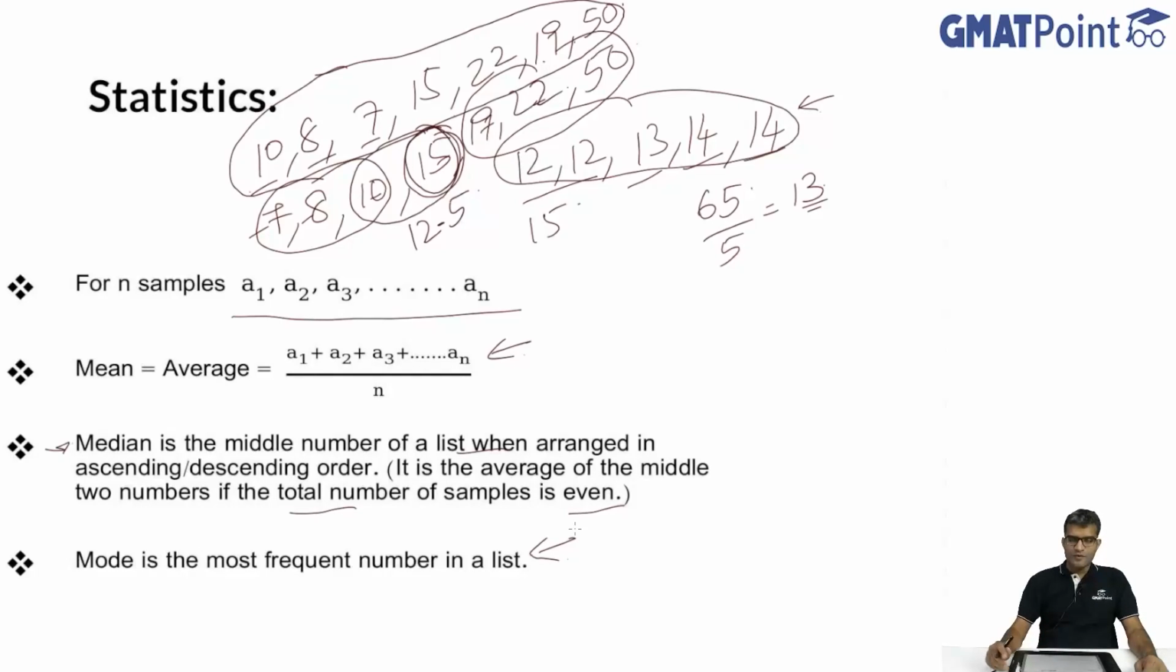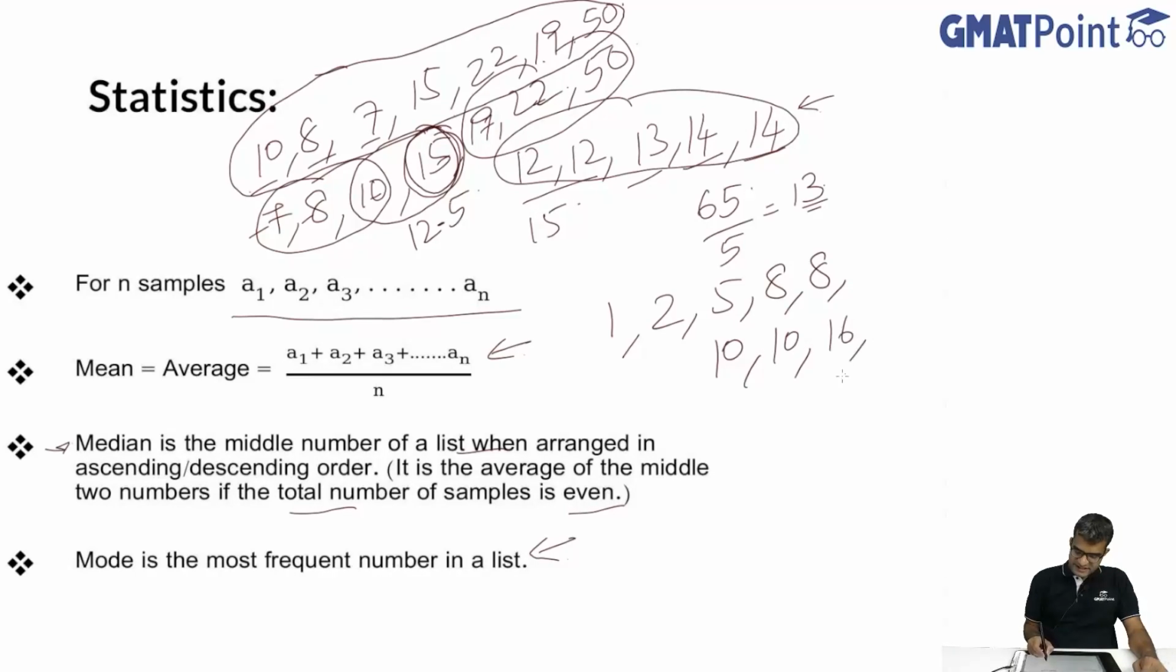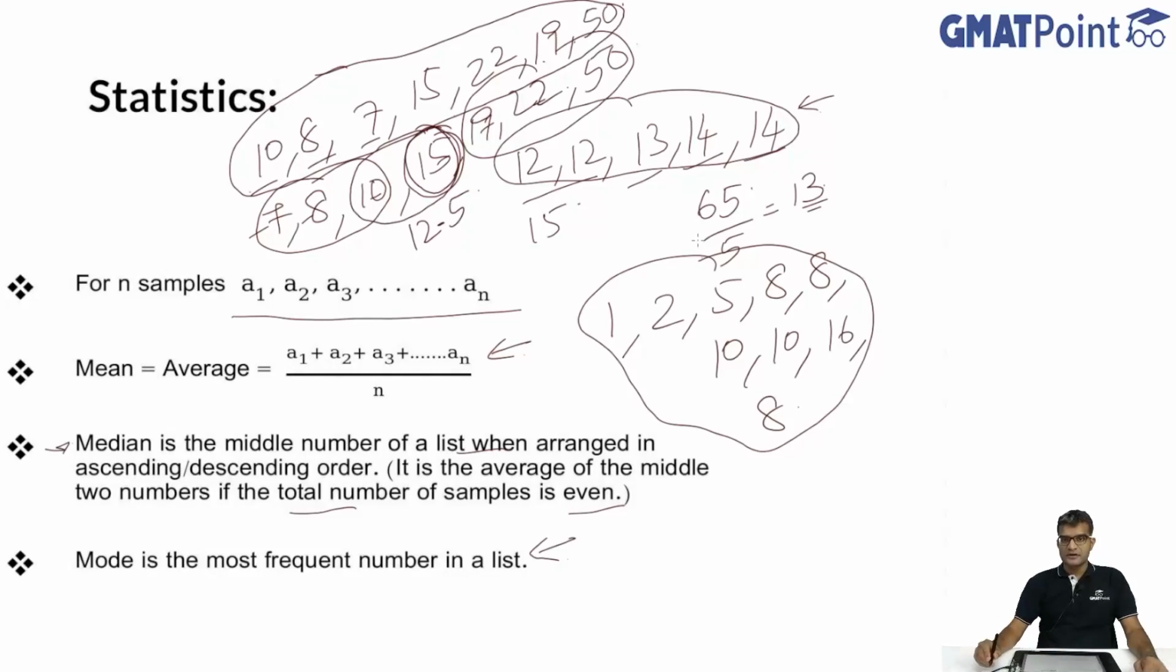Mode is the most frequent number in the list. For example, say you are given a new list: 1, 2, 5, 8, 8, 10, 10, 16, and you are given another 8. Suppose this is the list that you are given. 8 occurs 3 times. So the mode of this list is 8.